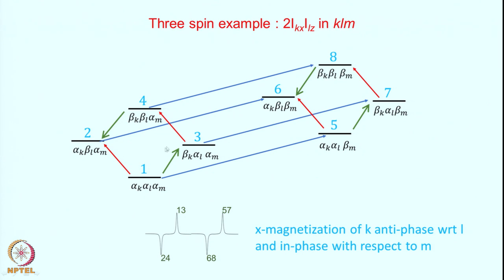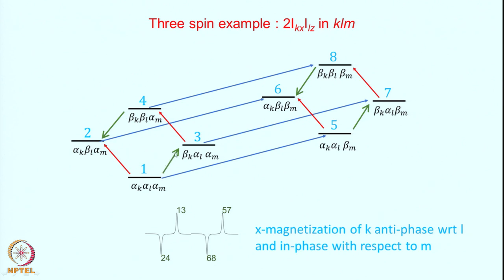What does this represent? It will be very similar to what we had in the 2 spin case itself, that we will have these two transitions. There is one transition, this is the K transition, alpha K going to beta K, and correspondingly this is the K transition, alpha K to beta K. But now you see the arrows.